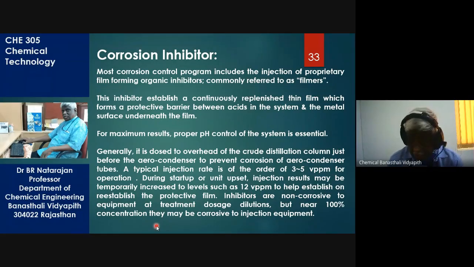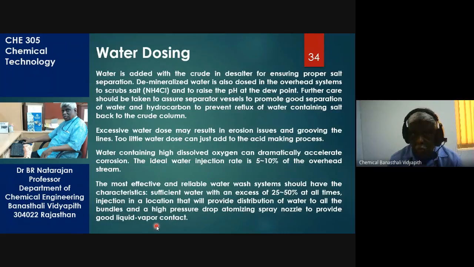So overdosing is to be avoided. Water dosing, to an extent, even water helps you in removing the corrosion problem. Water is added with the crude in the desalter for ensuring proper salt separation. So to do the desalting, we are actively adding water. That is to prevent the corrosion.